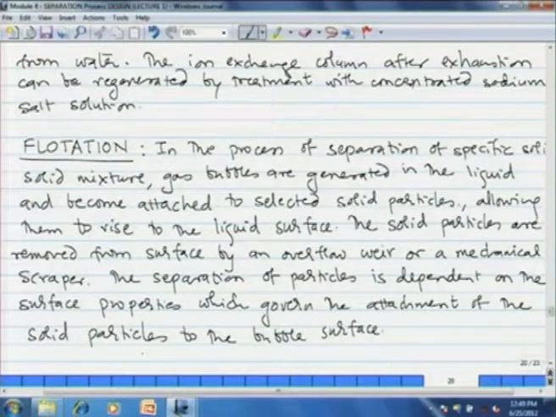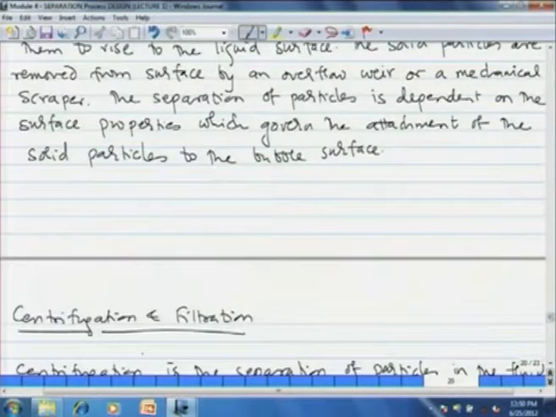The separation of particles is dependent on the surface properties, which govern the attachment of solid particles to the bubble surface. Now, many times coal is purified using this kind of technique. Separation of coal particles from impurities can be achieved by what is known as froth flotation. There are several factors that govern the efficacy of froth flotation: several surfactants are added, and the pH has to be controlled very properly so as to achieve as maximum separation as possible.